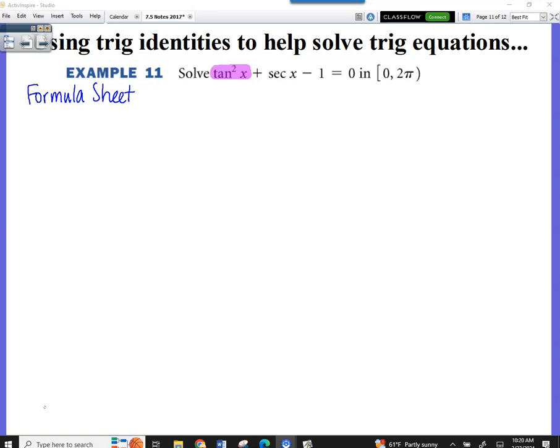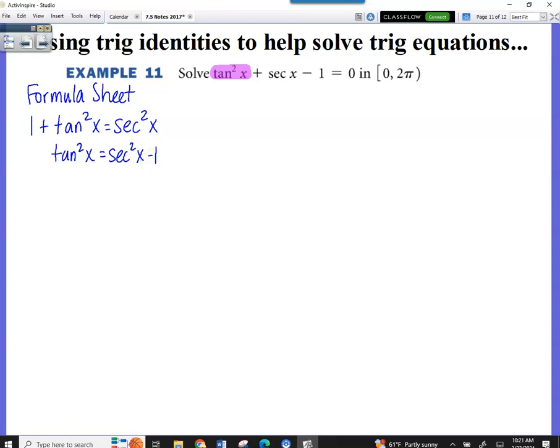What does it say on the formula sheet? 1 plus tan squared equals secant squared. On the formula sheet, 1 plus tan squared equals secant squared could be helpful here. But I can't replace it until I have tan squared by itself. So cup shuffle, the 1 over. So tan squared is secant squared minus 1. You see that?